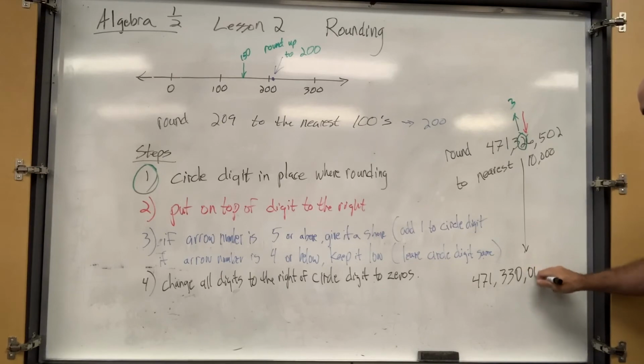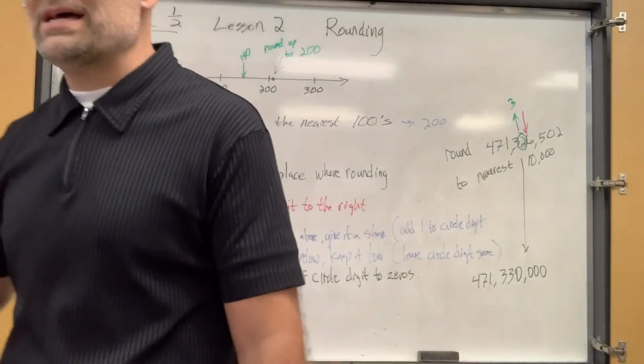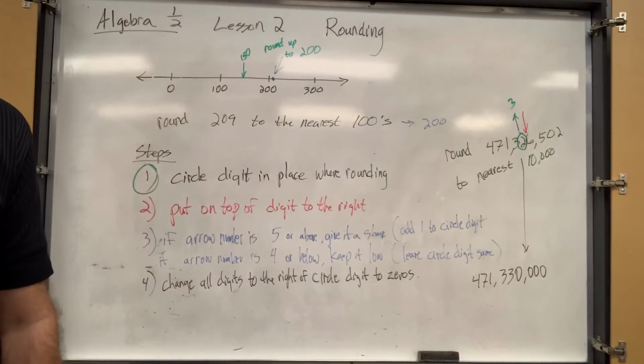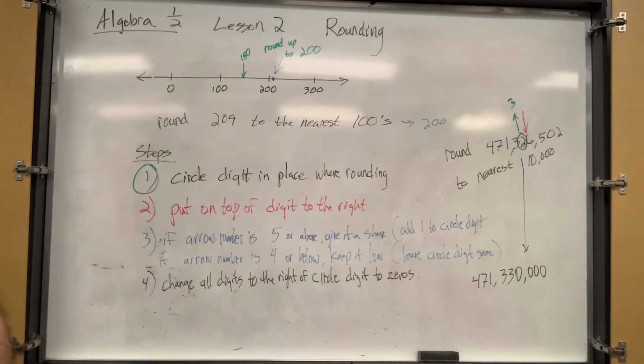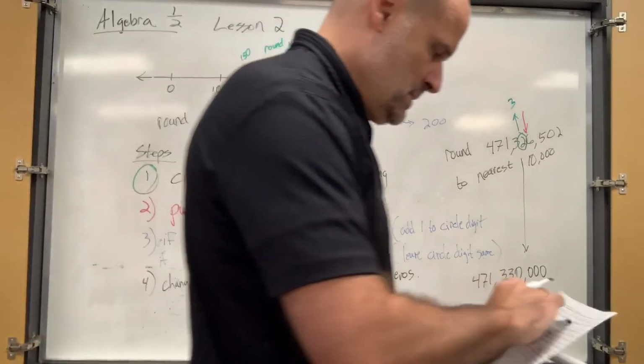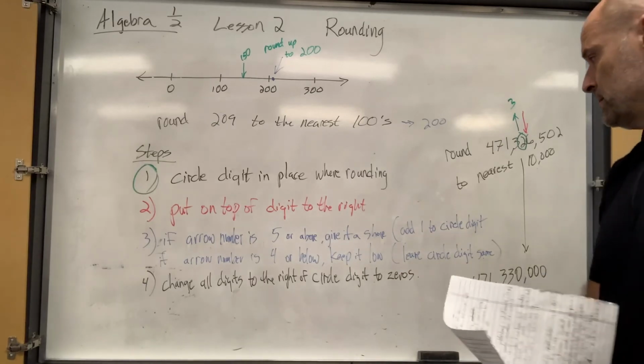So 471,330,000, and that's it. Okay? That's how you would write that number, or the final answer to that. Okay? Does that feel all right? All right, let's try a couple more examples of rounding, and then we'll be done for the day.